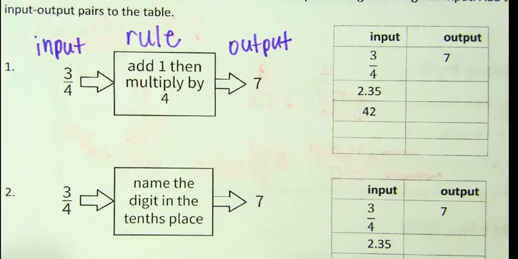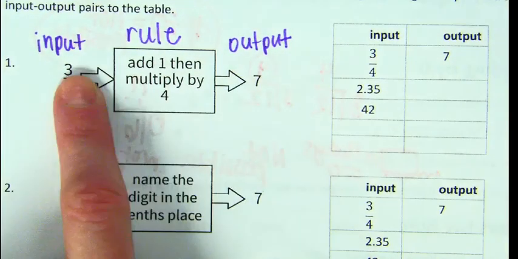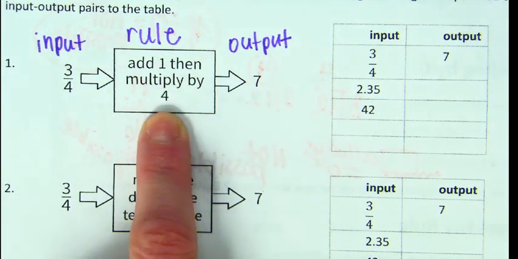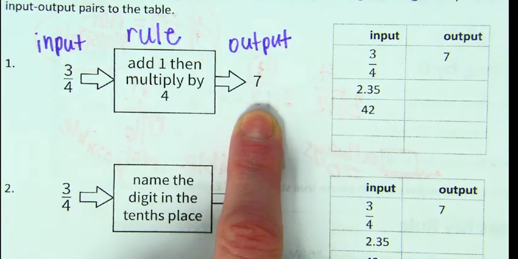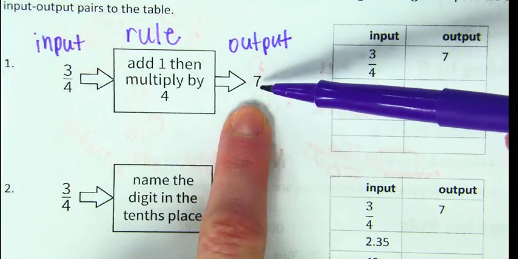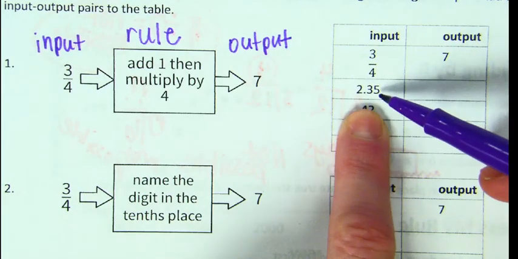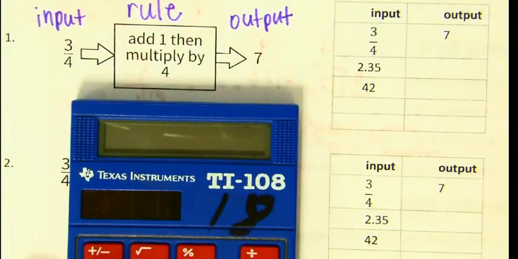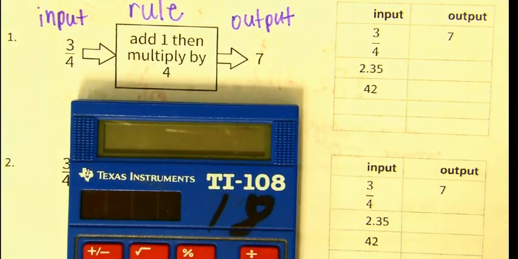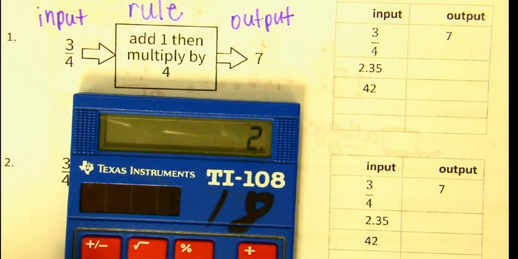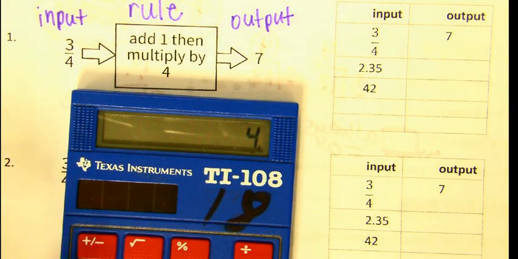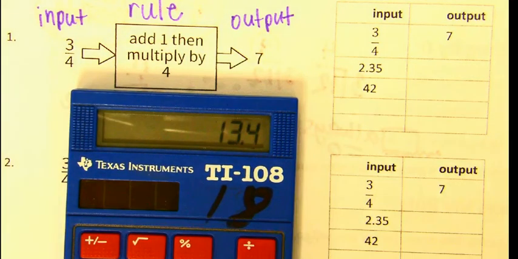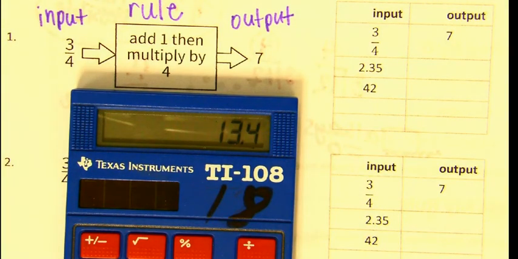Okay, so this is our example, right? So we input 3/4, then we're going to add 1 to the number and multiply by 4, and that gives us our output. So we can trust that this is what actually happens to the math. So if we look at our next input, 2.35, take your calculator, and you're going to take 2.35, and you're going to add 1. And multiply by 4. This is out of the order of operations, but the rule is telling you what order to use, and we're going to use that order.